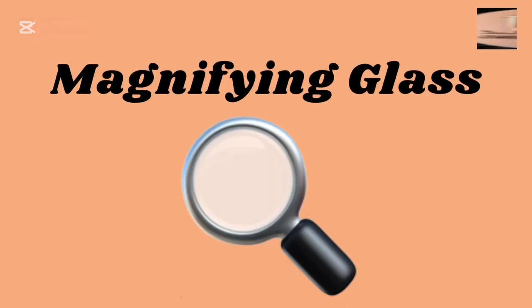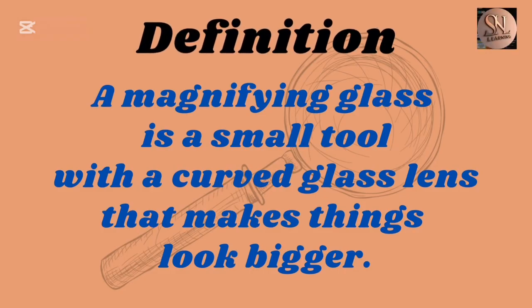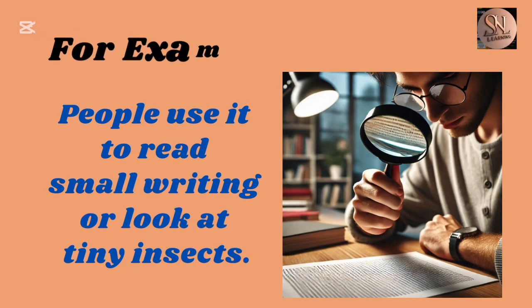The first one is magnifying glass. Magnifying glass is a small tool with a curved glass lens that makes things look bigger. For example, people use it to read small writings or look at tiny insects. For example, if you want to look closely at the wings of an insect, you can use a magnifying glass.